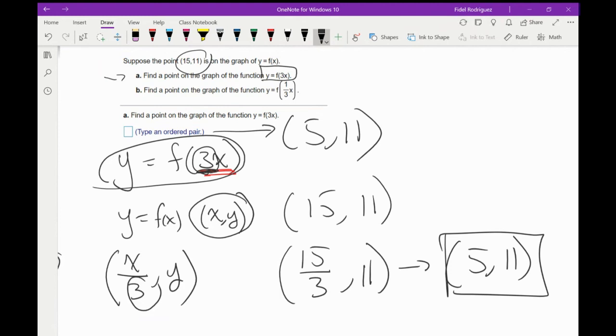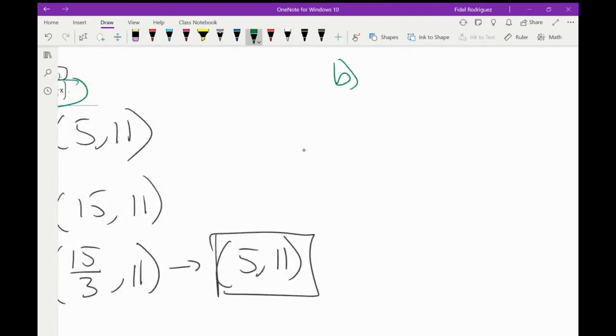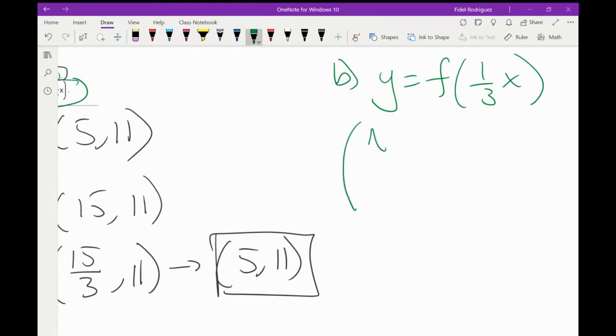Now, I'm going to show you how I'm going to do part B. Look at part B. I'm going to just scroll over to the side a little bit. Part B says, look, this is what we have now. We have y equals f of 1/3 x. So what I'm going to do is before, I'm going to have to take x and I'm going to have to divide it by 1/3, and my y number is going to stay the same.